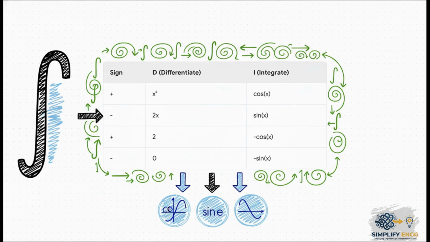We just have to integrate the same number of times we differentiated. So the integral of cosine of x is sine of x. The integral of that is negative cosine of x. And one more time, the integral of negative cosine of x is negative sine of x. And just like that, our table is all filled out.